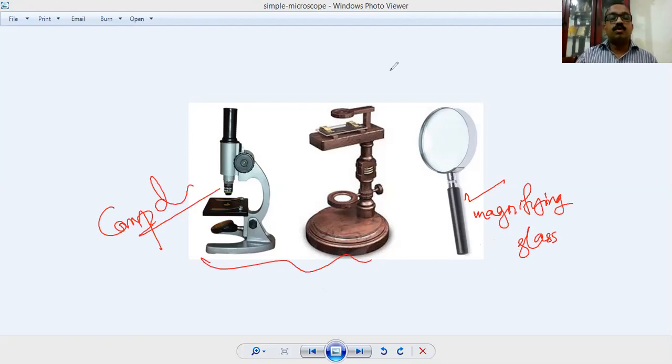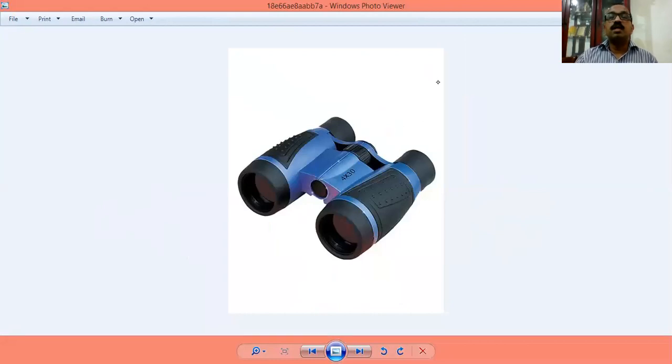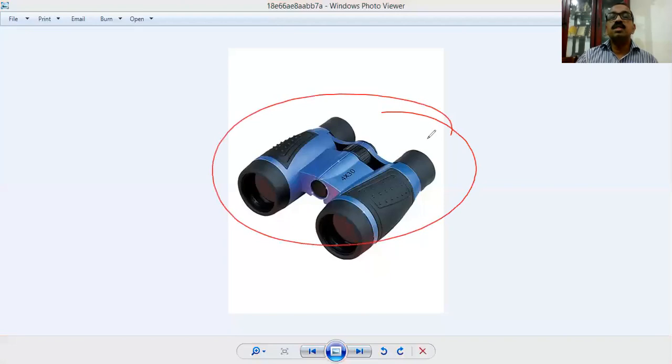Next, I'll show you the astronomical refracting type telescope. This is a refracting type telescope for astronomical observations. Then another one we have is this one. This is the terrestrial telescope. This is what we use for terrestrial observations, otherwise referred to as binoculars. You're familiar with that. They're nothing but terrestrial telescopes, generally speaking.